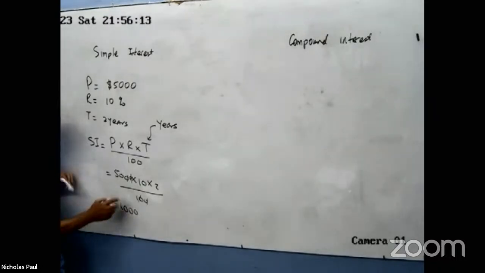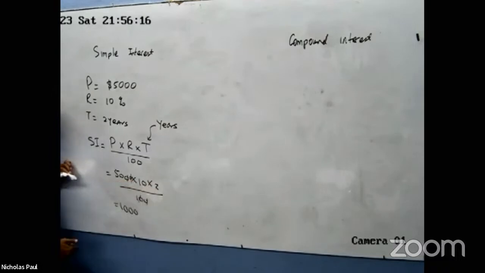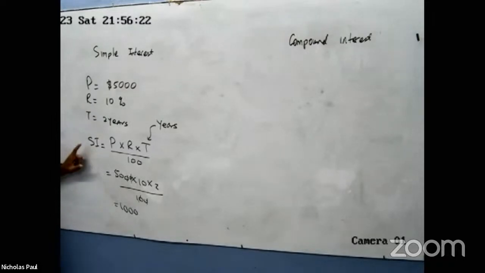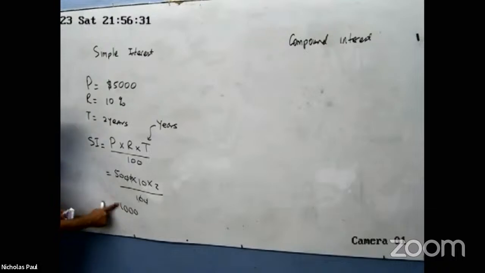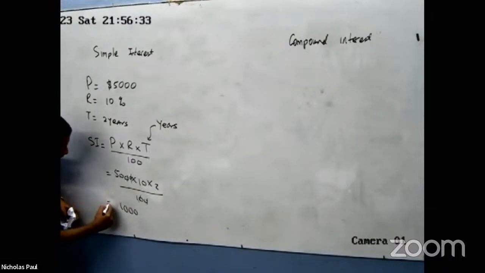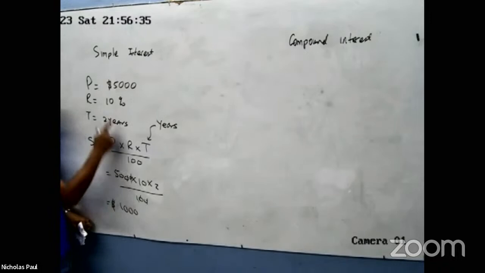Correct? So that is that. That's 500 by 2. Correct? Check it out, make sure with the calculator. Yeah, right. So the simple interest that you're going to get after 2 years is 1,000. Sorry, $1,000, right? But this is using simple interest.